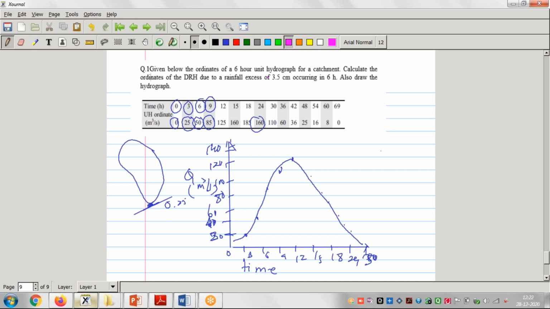Now, what is he saying after that? Calculate the ordinates of the direct runoff hydrograph due to a rainfall excess of 3.5 centimeter occurring in 6 hours. It means when rainfall of 3.5 centimeter occurs for 6 hours, how will this graph look? So they have given this graph, and this graph is here.